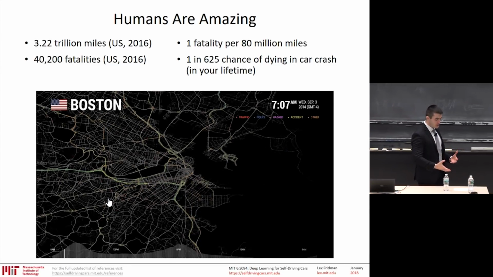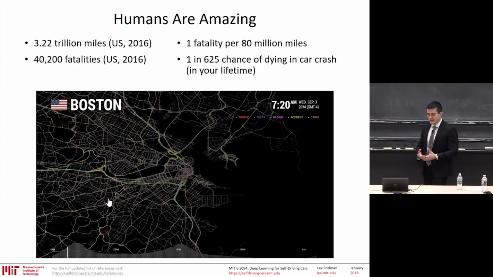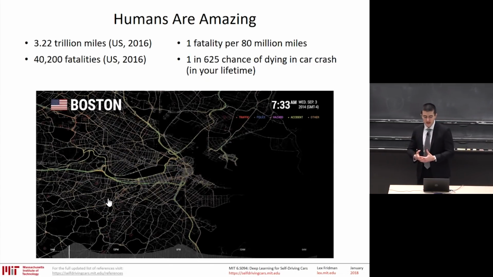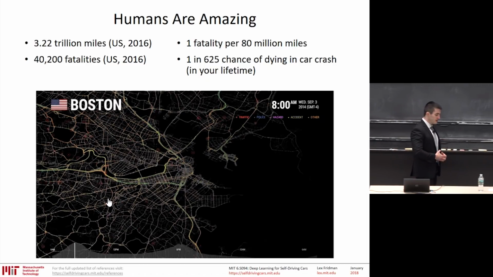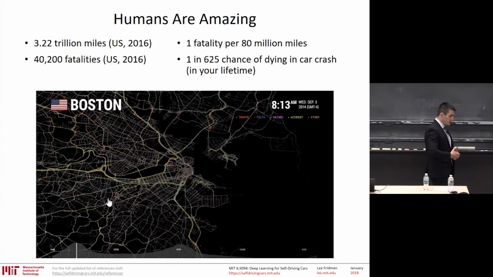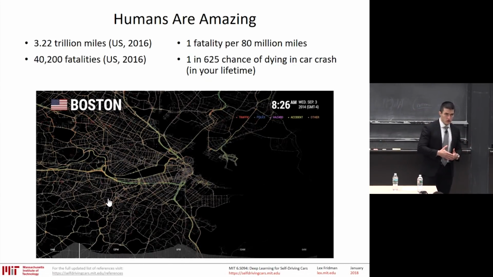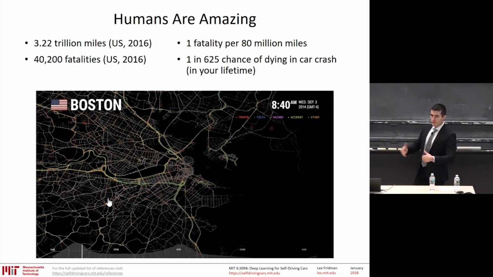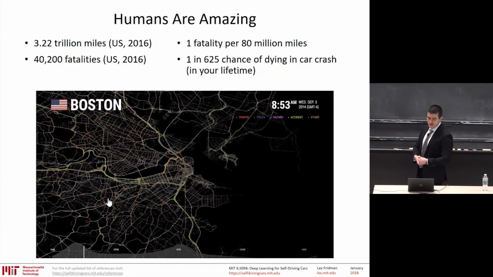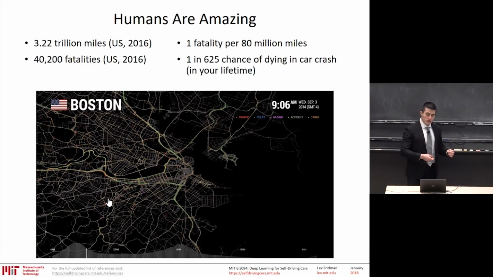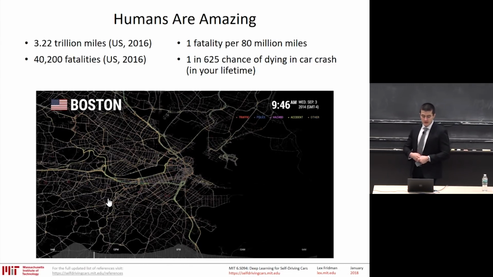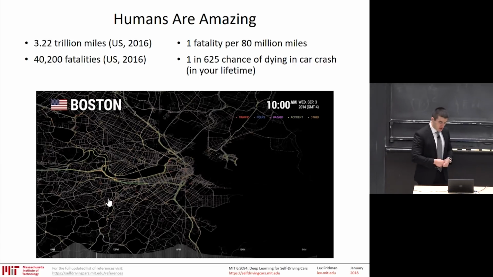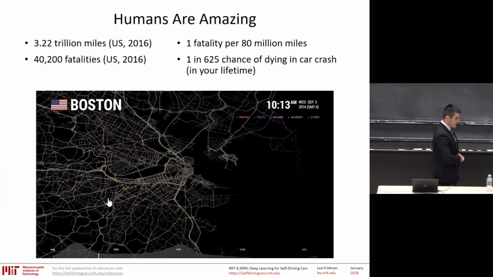Continuing on the line of thought that humans are amazing, there was a record high in 2016 in the United States. The number of fatalities crossed the 40,000 mark. More than 40,000 people died in car crashes in the United States. But that's in 3.2 trillion miles traveled. So that's one fatality per 80 million miles. That's a 1 in 625 chance of dying in a car crash in your lifetime.